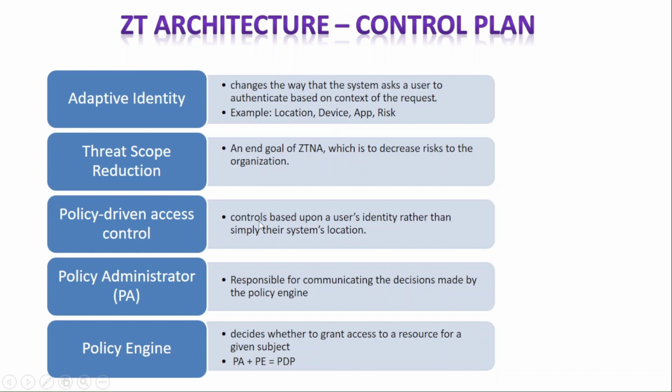Policy driven access control. So control based upon a user's identity rather than simply their system's location. So access is given based on the user identity, including the user location, user device, application he is using, the risk factor, and not simply on the system's location. And policy administrator, so what is policy? It is responsible for communicating the decisions made by the policy engine, and policy engine decides whether to grant access to a resource for a given object. So the policy administrator and policy engine, they both combinedly make the policy decision point.